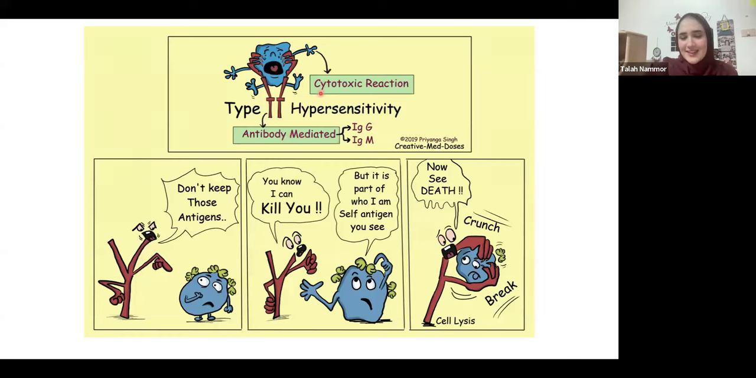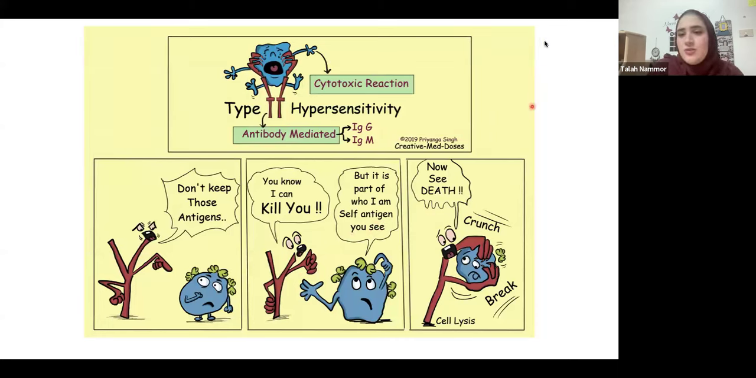Okay, this is just warming you up. So what happens is this is an antibody. It looks at this poor cell and it's like, don't keep these antigens, just get rid of these antigens, okay? And then the cell is like, but these antigens are part of me. Those are my antigens, they're self antigens. Can you not see they're self antigens? And then the antibody will react and say, no, I will kill you, and it attacks it.